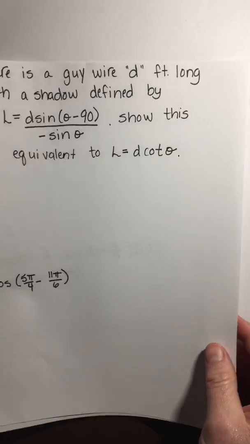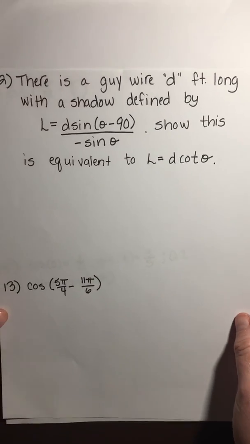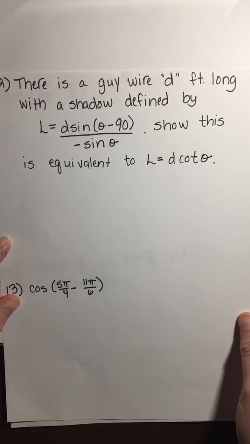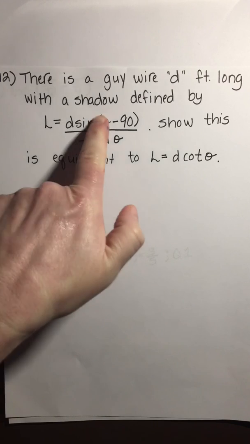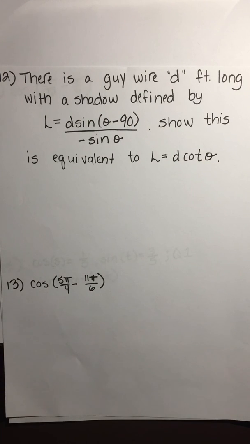All right, the next one is a word problem. It says there is a guy wire d feet long with a shadow defined by L equals d times the sine of theta minus 90 over the negative sine of theta. Show that this is equivalent to L equals d times the cotangent of theta. So they're basically telling us they want us to verify that these two things are equal. So let's do a verification.